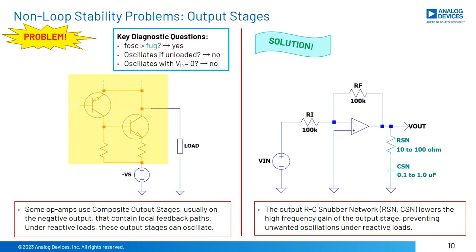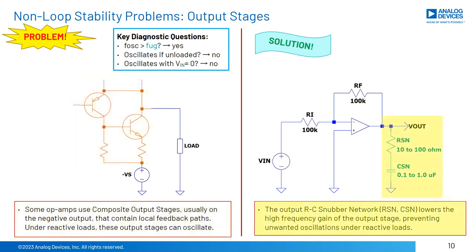Shown on the left is an equivalent PNP output stage to sink current, used as an alternate to a high current PNP transistor. Since good PNP, high current transistors are often not readily available on a process, this stage uses an NPN high current device, driven by a low current PNP device. This composite output stage has local feedback and a bandwidth greater than 10 times the unity gain bandwidth of the overall op-amp. Under reactive loads, these stages are sometimes prone to high-frequency oscillations.